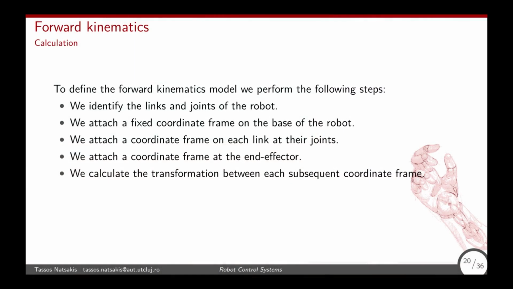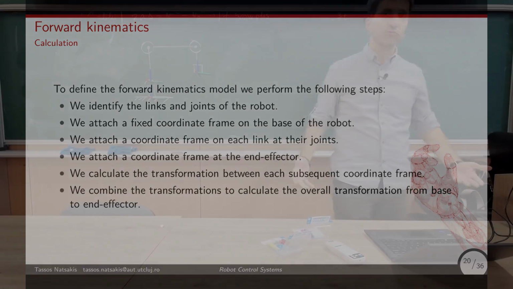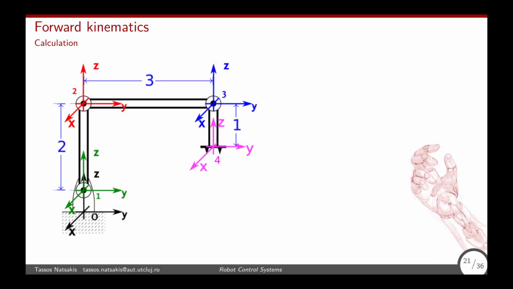And then we calculate the transformation between subsequent frames, and we calculate the overall transformation by combining the transformations together, as we saw last week, right? So it could look something like this, instead of having these frames I have on every joint. So let's see this very simple example. Here I have numbers as well: frame 0, frame 1, frame 2, frame 3, and frame 4.